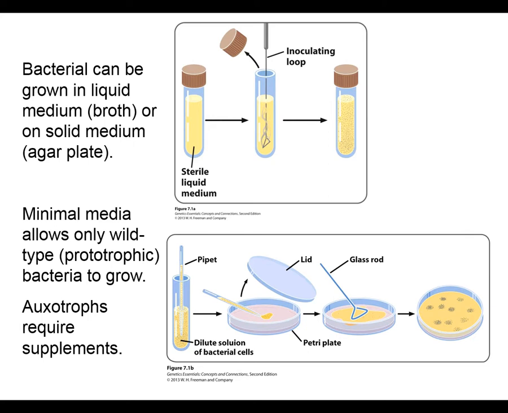So prototrophic is a term that we use to refer to bacteria that are wild type. That means they're able to synthesize all their own biomolecules. The only thing that needs to be provided is an organic carbon source, which is a sugar. An auxotroph would be an organism that has a mutation in a gene that causes it to require some kind of biochemical supplement in order to be able to grow.